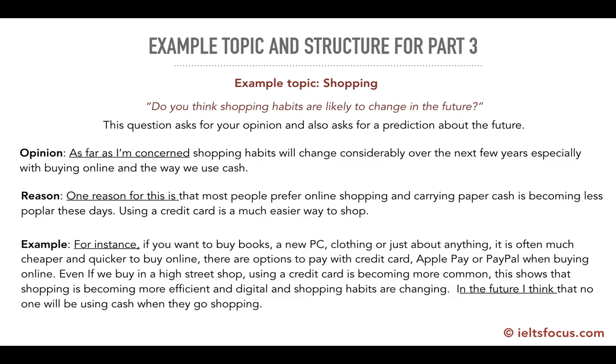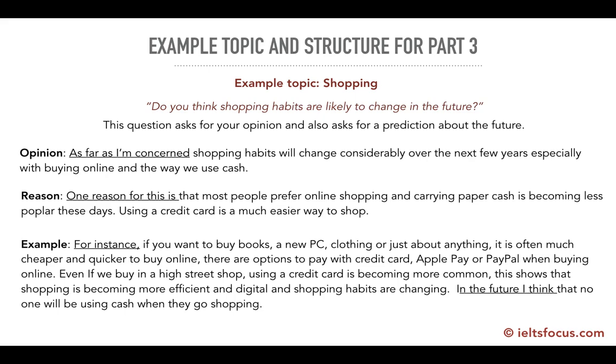And then we give an example. For instance, if you want to buy books or a PC or anything, it's much cheaper to buy online, much quicker. We've got options like Apple Pay, PayPal. Even if you buy in a high street shop, using a credit card is more common. And this shows that shopping is becoming more efficient and digital, and that shopping habits are changing.